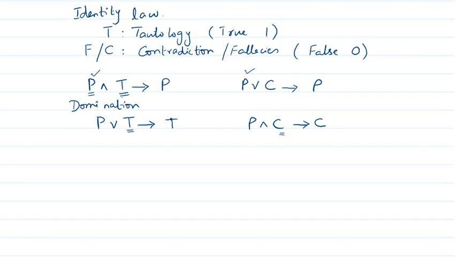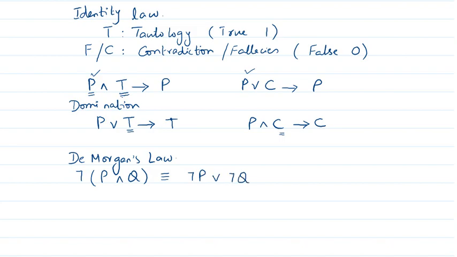Now coming to a very important law which is known as De Morgan's law. De Morgan's law states that the NOT operator of P and Q is going to result in not of P, replaced with OR, not of Q. Similarly, NOT of P or Q is going to result in not of P and not of Q.